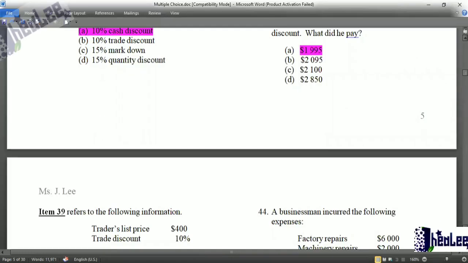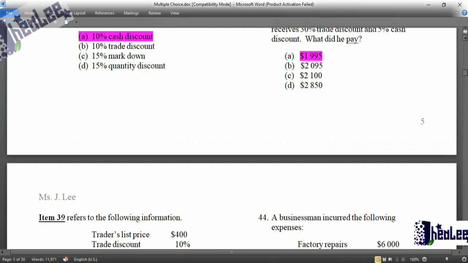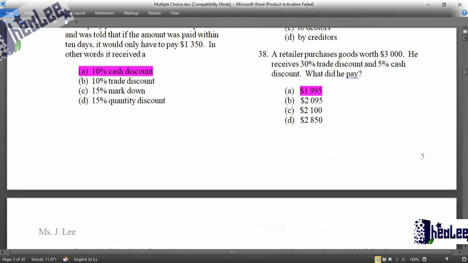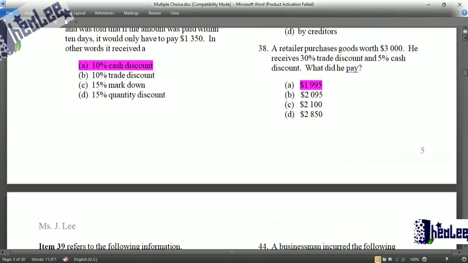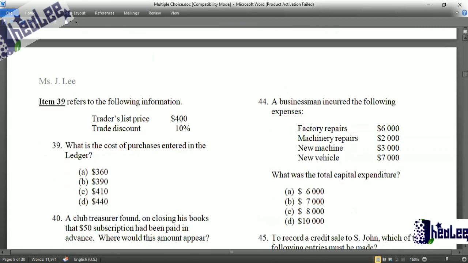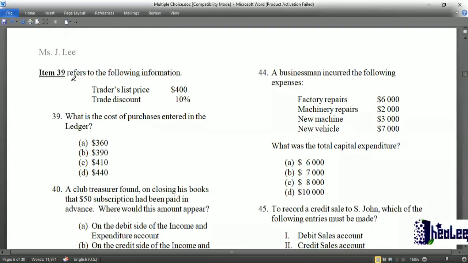Welcome to part two of Principles of Accounts multiple choice session. The last session ended at question 38. I'm going to pick up at question 39, and that reads: Item 39 refers to the following information: traders list price $400, trade discount is 10%. What is the cost of purchases entered in the ledger?